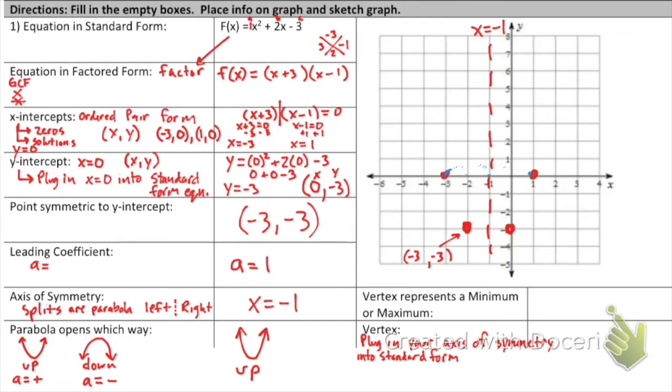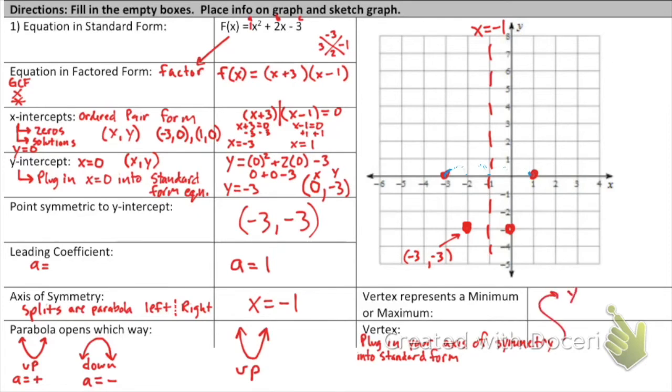All right, so in other words, I'm going to take whatever my axis of symmetry is. Remember, it's always x equals. So I'm going to take -1 and plug it in for x here and solve for y. Remember, this guy is just y. So let's do that work up here.